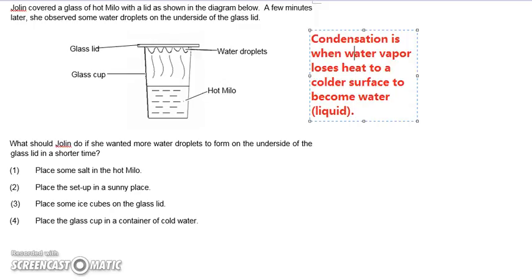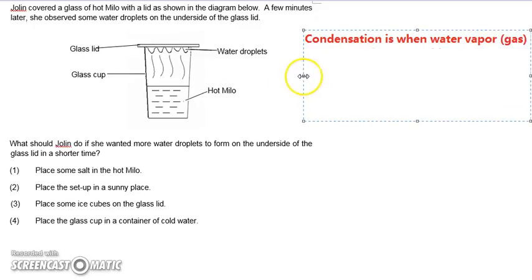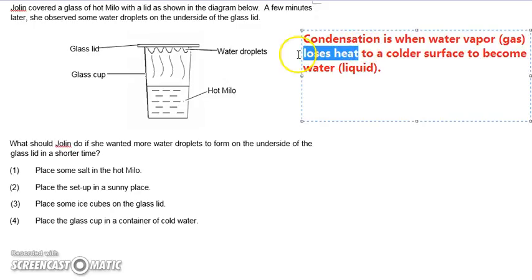We know that water vapor is a gas, and it needs to lose heat. So there are a lot of important things here. We know that water vapor is a gas. We know that it needs to lose heat. So the losing heat is very important, right? In order to become water, which is a liquid.